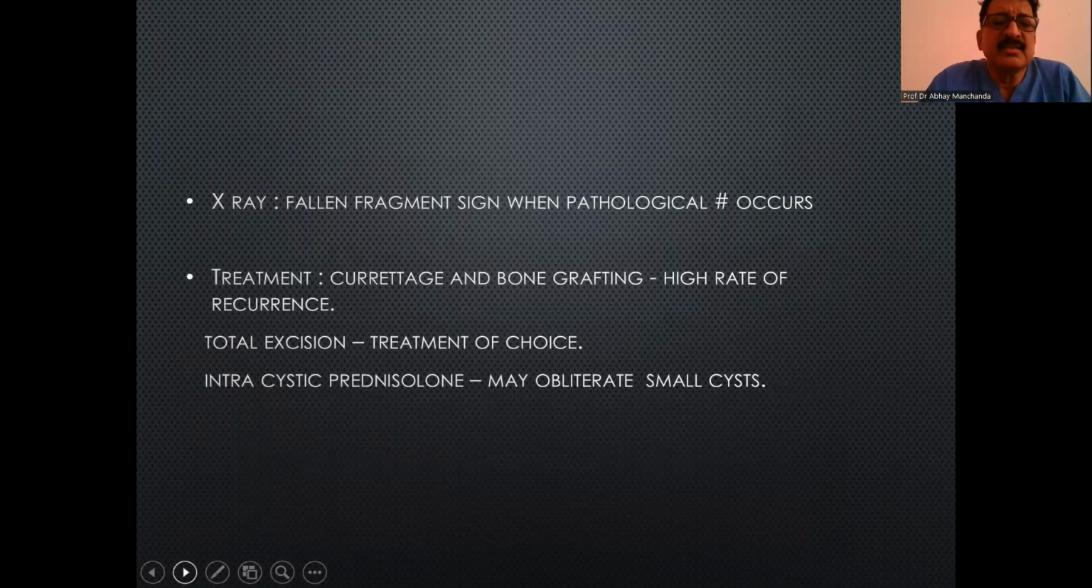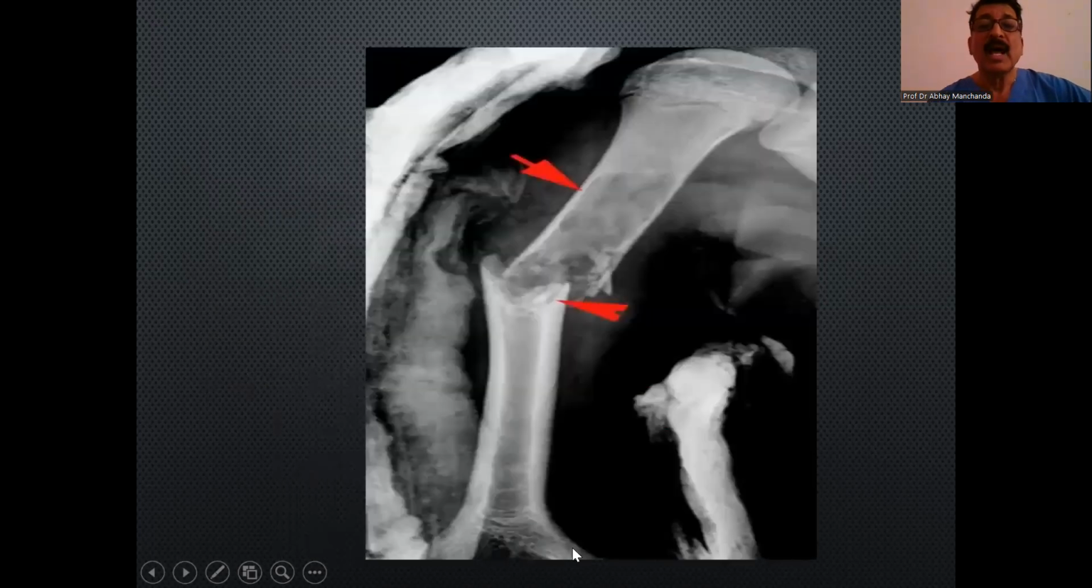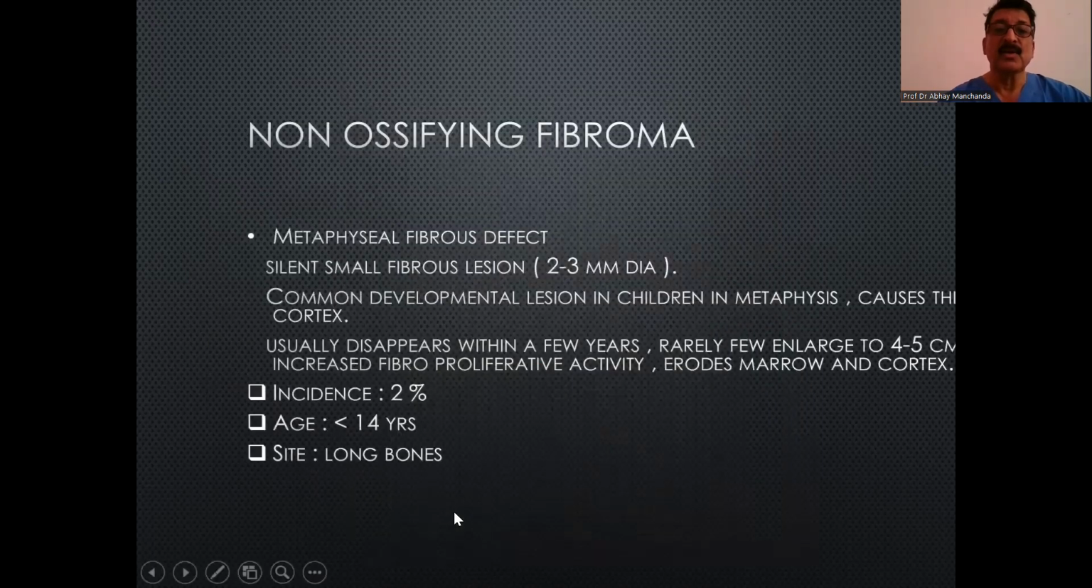You may totally excise it, or when the cyst is small, you can give a small steroid injection in the joint. Multiple injections in the joint usually heal. This is the X-ray of the humerus, the child with simple bone cyst. Cortex is not expanded, it is a lytic lesion. There is a narrow zone of transition, and it underwent pathological fracture. You can see it in the MRI also.